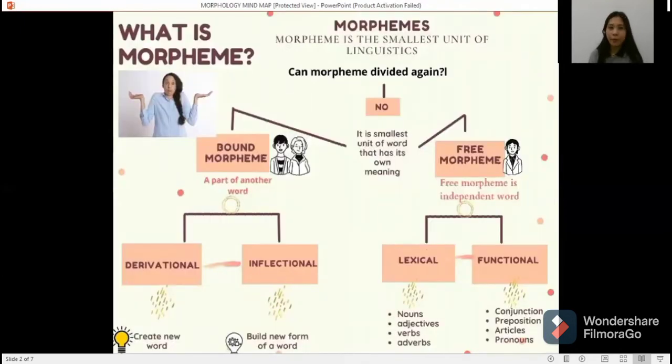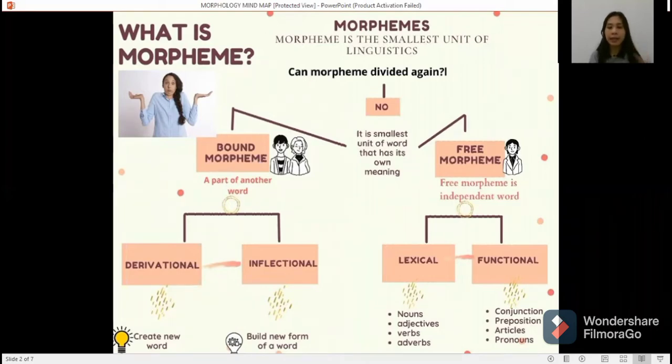So guys, what is morpheme? As I told you first, morpheme is the smallest unit of linguistics. And what do you think about this question? Can morpheme be divided again? The answer is no. Why? Just because it is the smallest unit of a word that has its own meaning. I can make sure that if we divide morpheme again, there's no meaning in the dictionary, right?